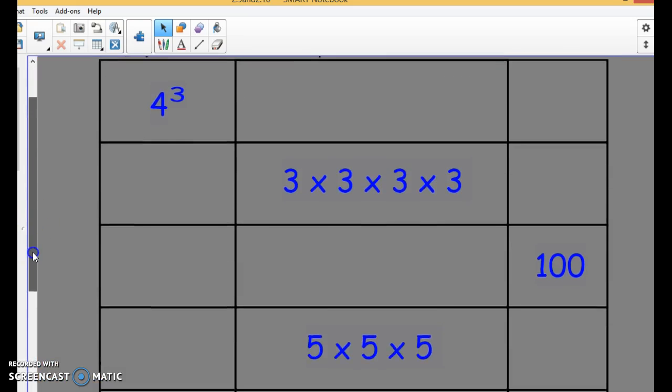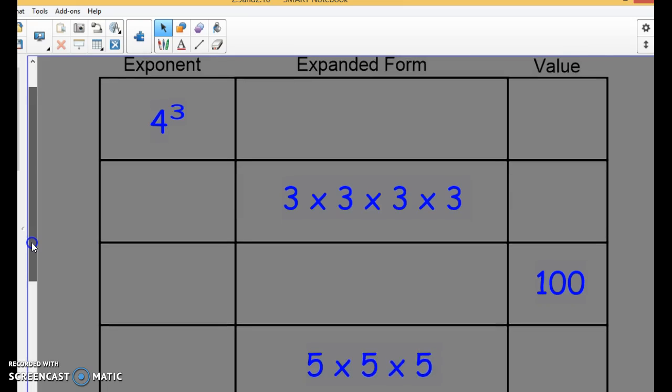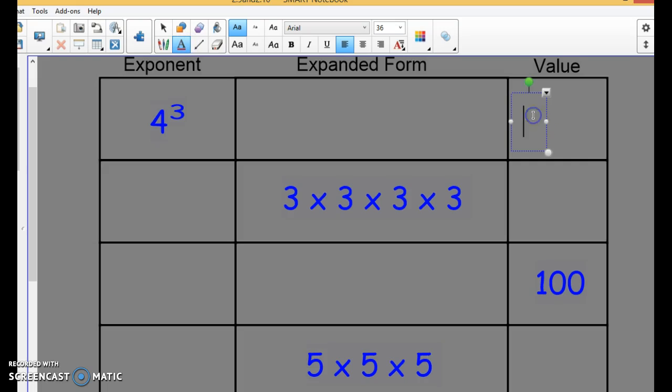so 4 to the 3rd power would be 4 times 4 times 4. 4 times 4 is 16. And then the value of that would be 4 times 4 is 16. 16 times 4 is 64. And then kind of rewriting it backwards.